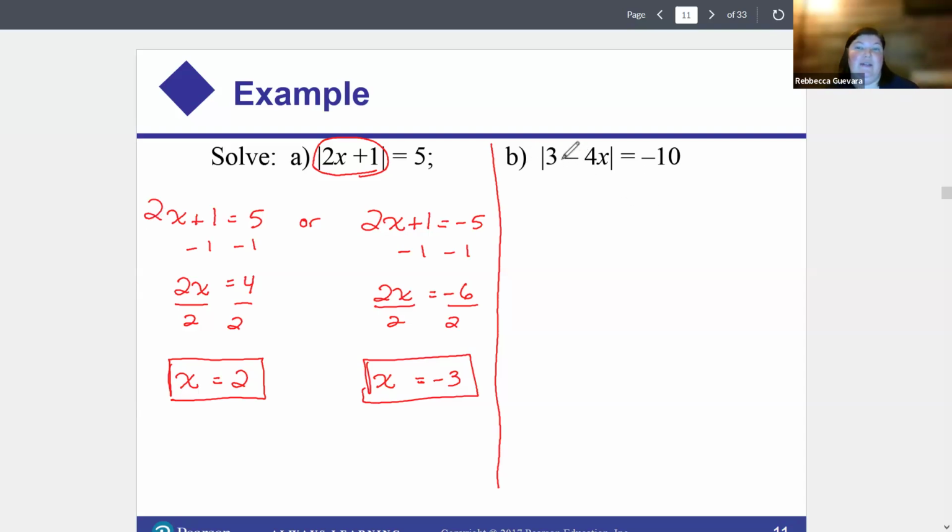And then for B, we have the absolute value of 3 minus 4x is equal to negative 10. Because we have an absolute value equal to a negative, we will once again have no solution. So always be aware of that, because that is a common problem that's thrown at you to trick you. They'll watch you try to solve it, give an answer, and then go back and go, ha, no solution. And your homework's random, so it's likely it's in there.